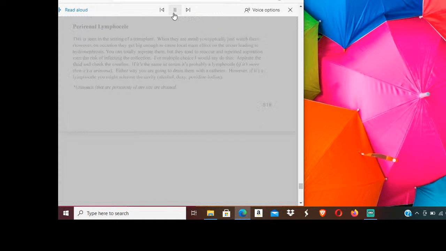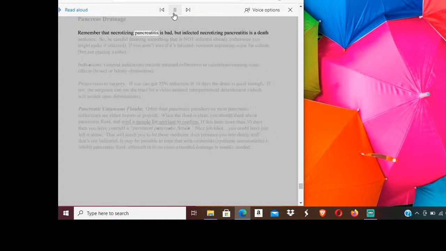516. Pancreas drainage. Remember that necrotizing pancreatitis is bad, but infected necrotizing pancreatitis is a death sentence. So be careful draining something that is not infected already, otherwise you might make it infected. If you aren't sure if it's infected, consider aspirating some for culture but not placing a tube. Indications. General indications include infected collections or collections causing mass effects, bowel or biliary obstruction. Progression to surgery. If you can get 75% reduction in 10 days, the drain is good enough. If not, the surgeons can use the tract for a video-assisted retroperitoneal debridement, which still avoids open debridement.